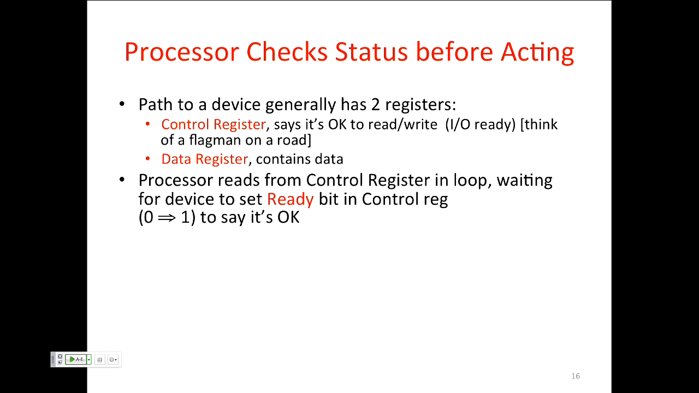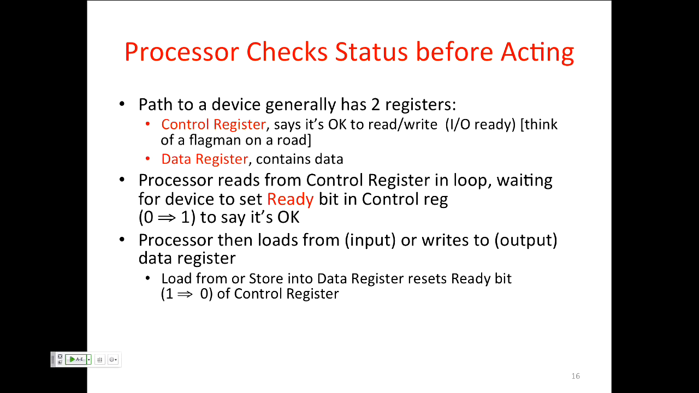Question? Wait, is the control register just 1 bit or like a whole word? It could be just 1 bit. In practice, it will probably have different options. So for example, you could have an option that regulates the speed at which you access the device. But fundamentally, there's one ready bit that tells you I have data or I'm ready to access. And this process of checking that control register to see whether the device is ready, that is called polling.